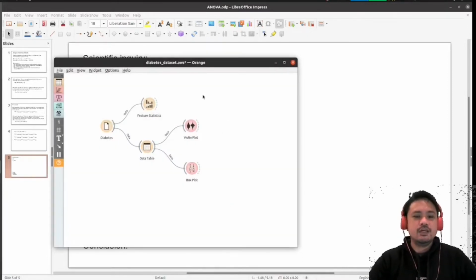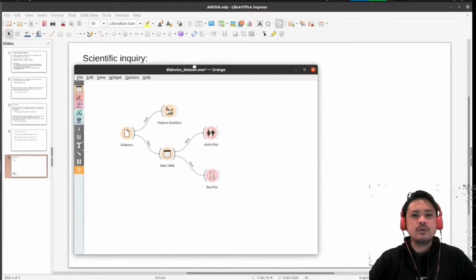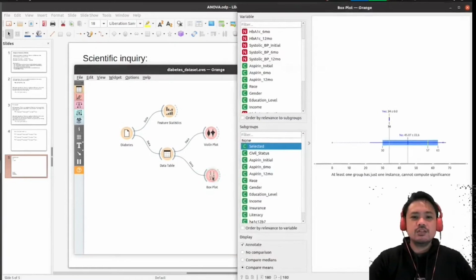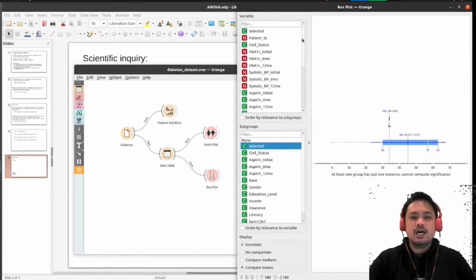Remember, in the analysis of variance, it should have 3 or more groups. Let us now go to our box plot. Let us check our continuous variable, this one.